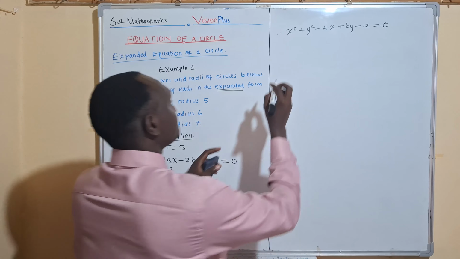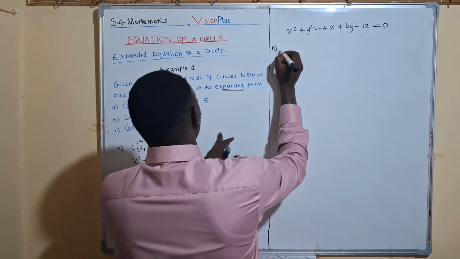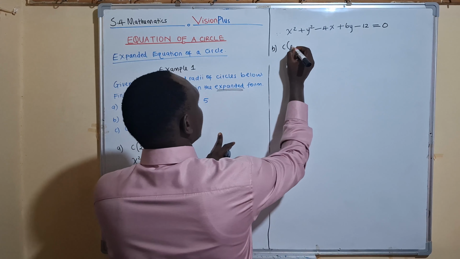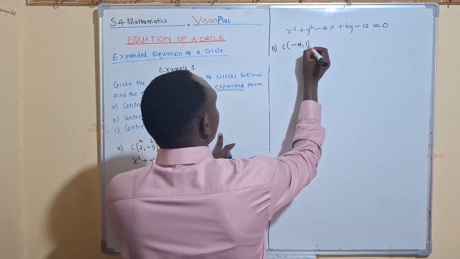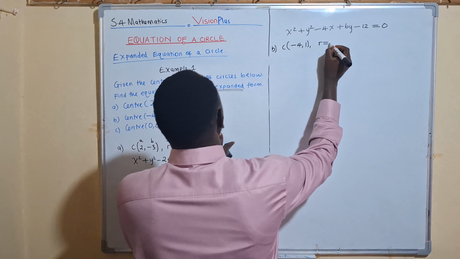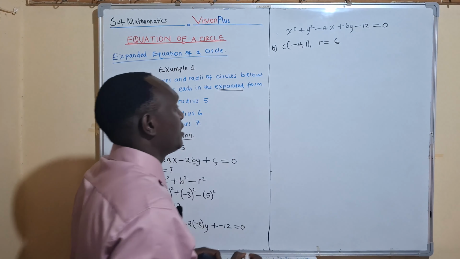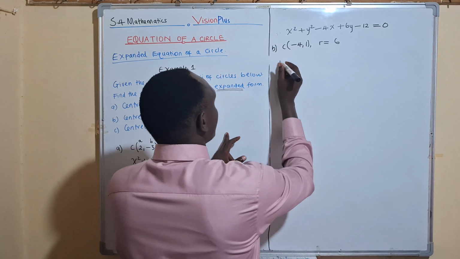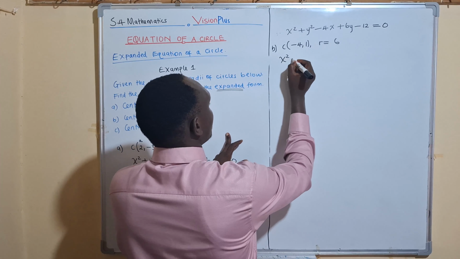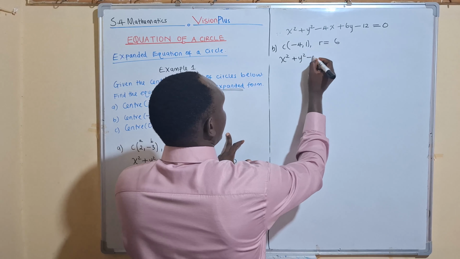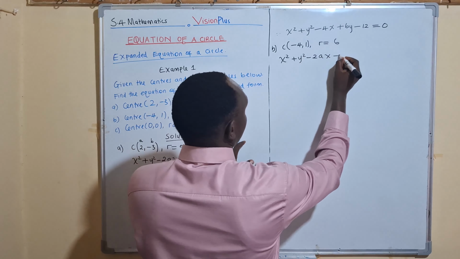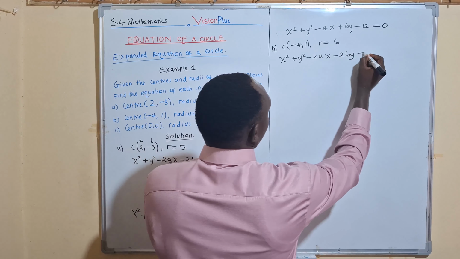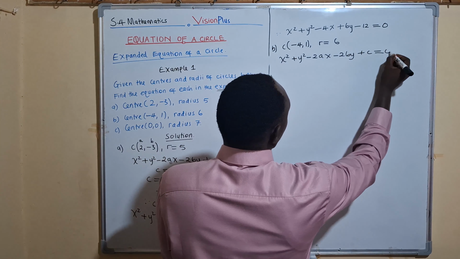Going to part B. Part B says that we are given center (-4, 1), and radius 6. What do we need to do? We start by quoting the formula for the expanded equation of a circle given by x squared plus y squared minus 2ax minus 2by plus c equals 0.